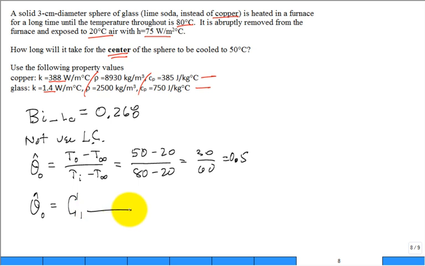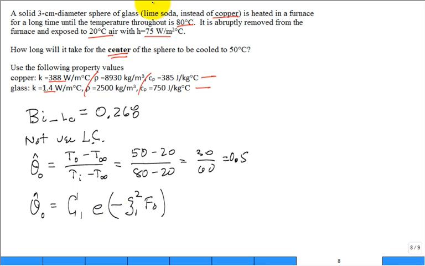Forget the cosine of that term because we're doing it at the center line. It's going to be the exponential of negative zeta 1 squared times the Fourier number. I know it's a little abstract, but there we go. So to use this, I need to get the C and the zeta. I need to evaluate them as a function of the Biot number in the table I just showed.